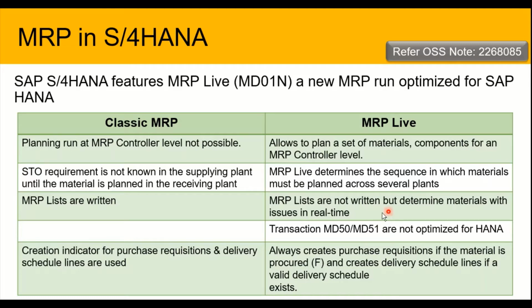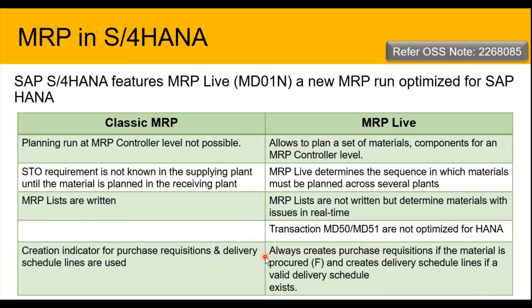And in classic MRP, the MD50 and 51, which is basically the make to order scenario where the MRP is carried out at the sales order level or any WBS element, that is still the same in the MRP Live as well. These are not yet optimized for HANA, so they remain the same. And then with the creation indicator for the purchase requisitions and delivery schedule lines, there is an option to choose that in the classic MRP. But in MRP Live, it has been made more intelligent by looking at the material master or the procurement key defined in it.